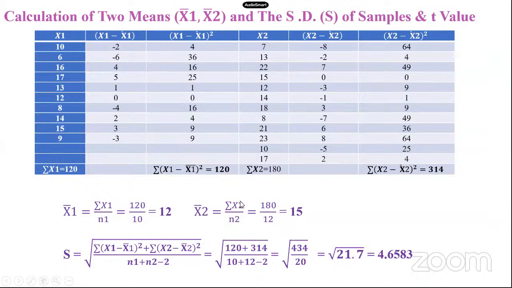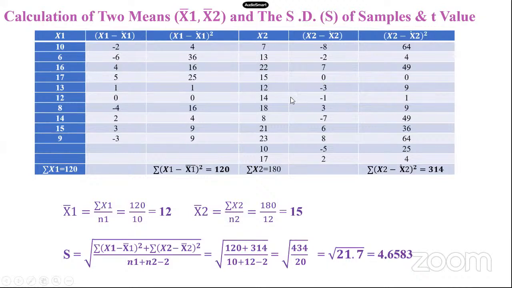Now go for the second sample. In case of the second sample, 7 minus 15 is equal to -8. 13 minus 15 is equal to -2. 22 minus 15 is equal to 7. 15 minus 15 is equal to 0.